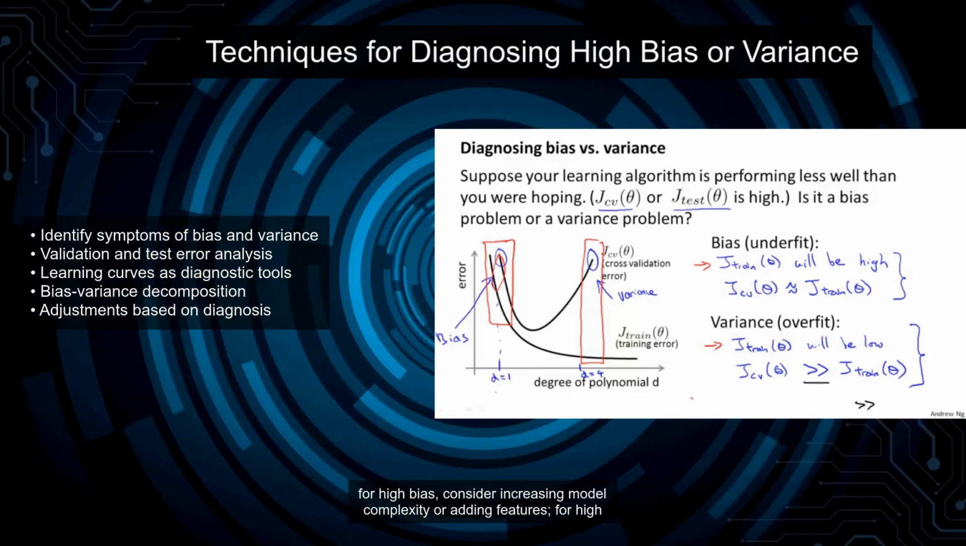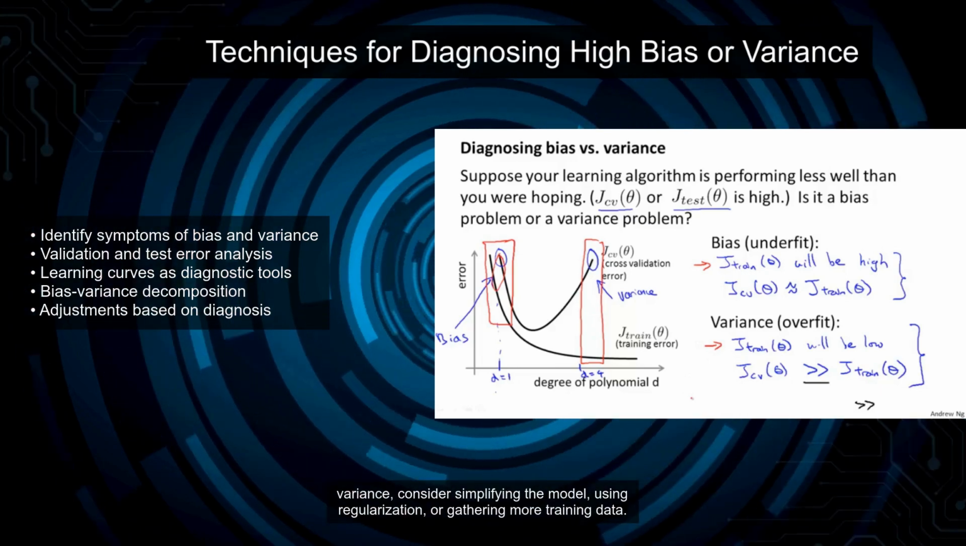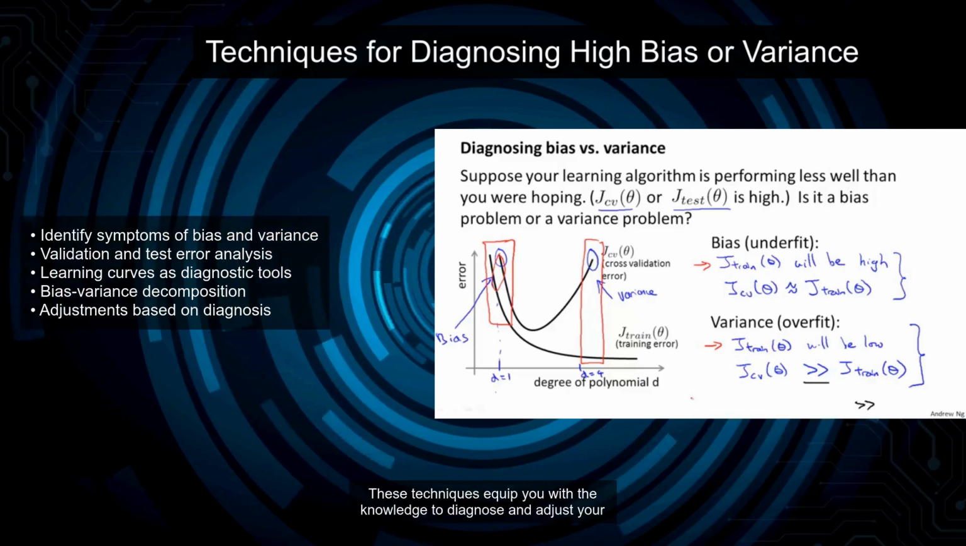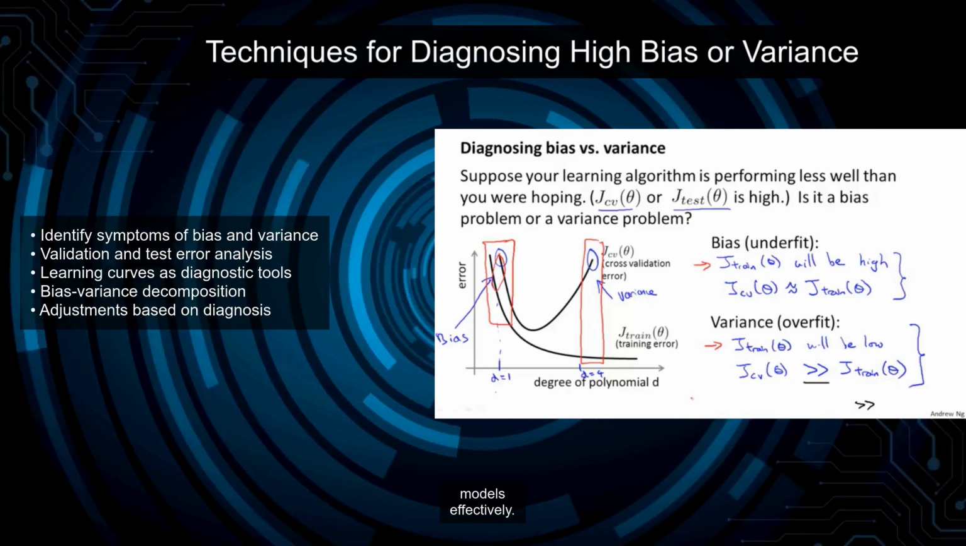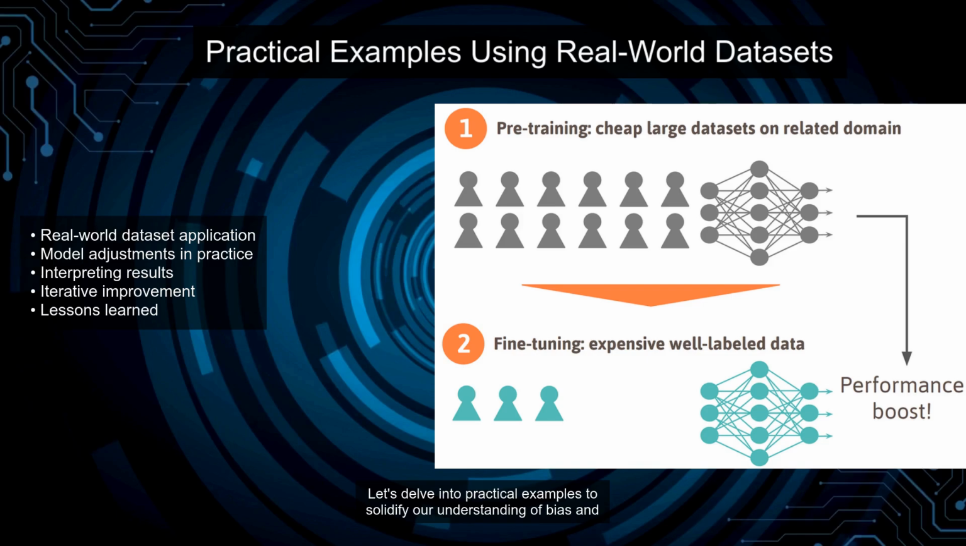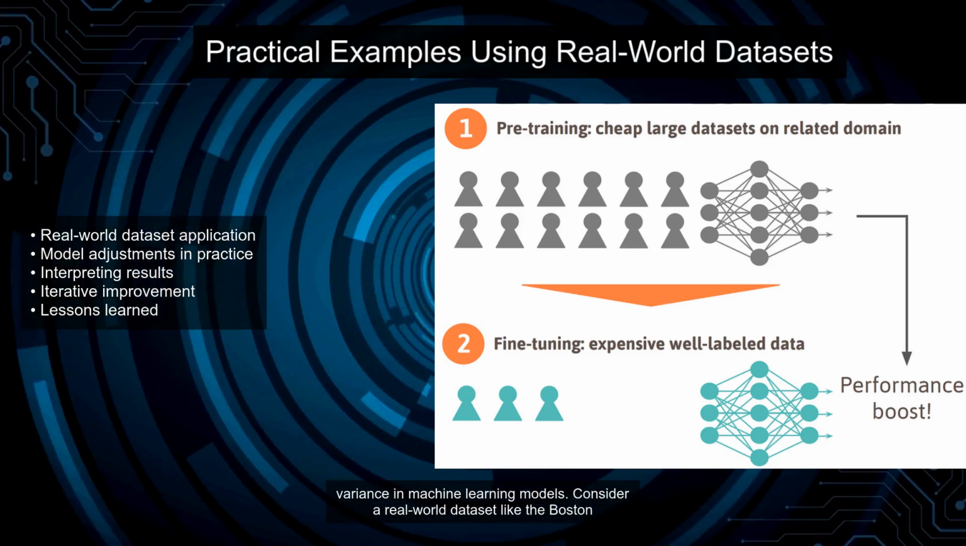Once identified, adjustments can be made. For high bias, consider increasing model complexity or adding features. For high variance, consider simplifying the model, using regularization, or gathering more training data. These techniques equip you with the knowledge to diagnose and adjust your models effectively. Let's delve into practical examples to solidify our understanding of bias and variance in machine learning models.